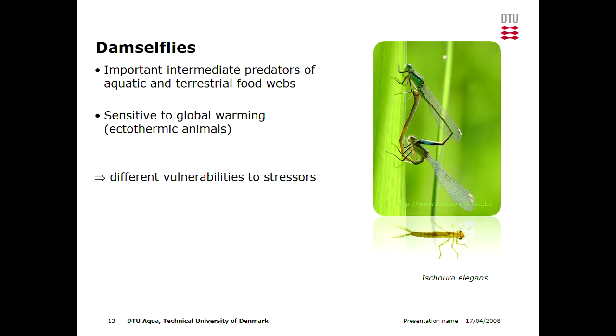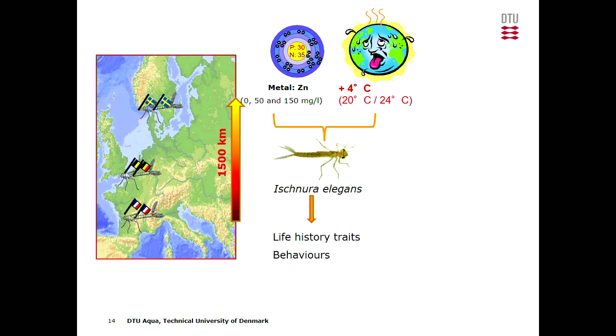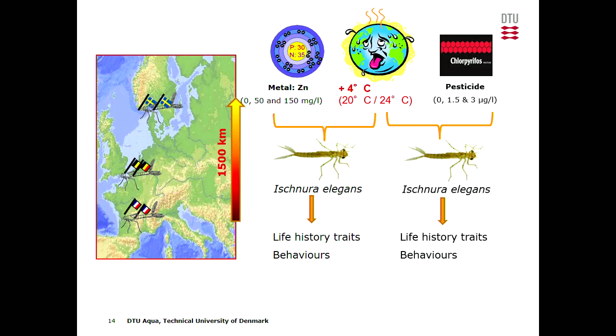To study this, I spent 4 years in my PhD working with damselfly species. They are very, very beautiful animals. I worked with different populations from the southern, low latitudes to the high latitudes, and with different contaminants like heavy metals and pesticides, to see how they deal with them.